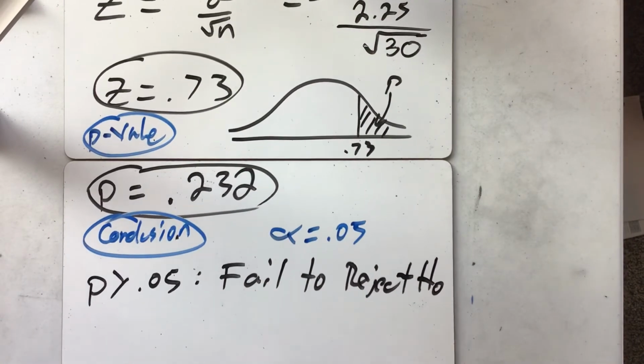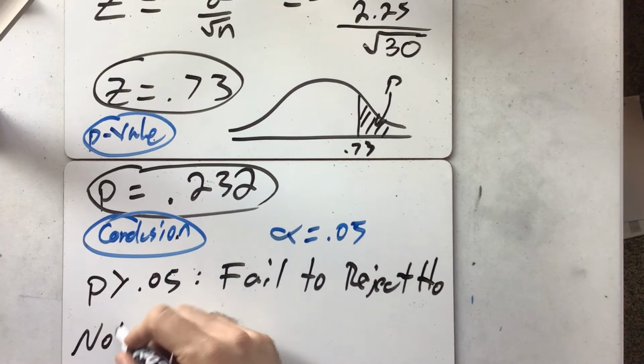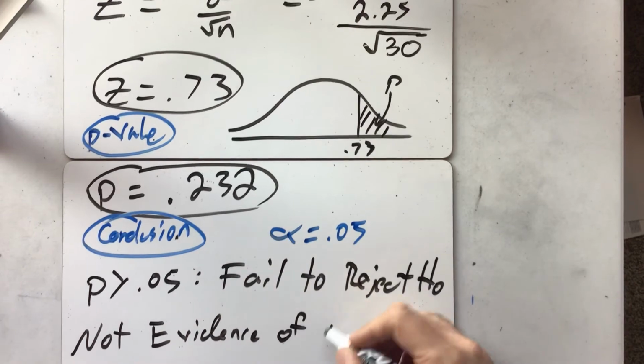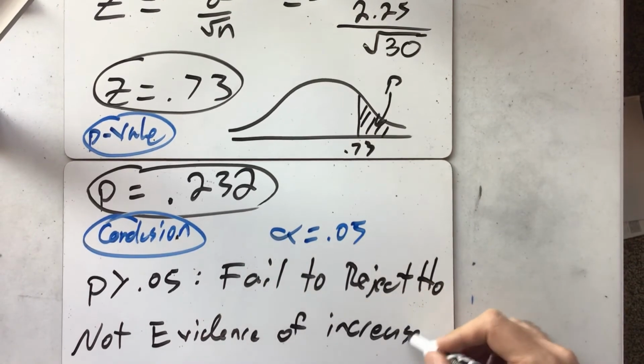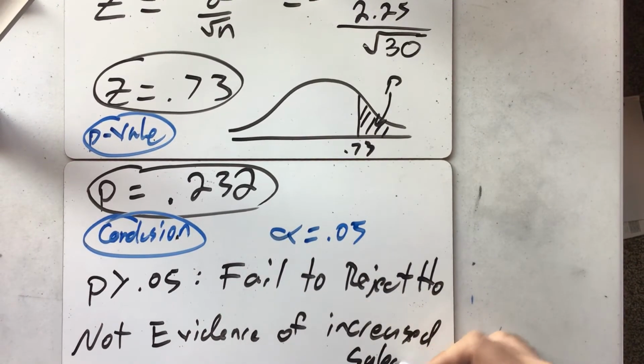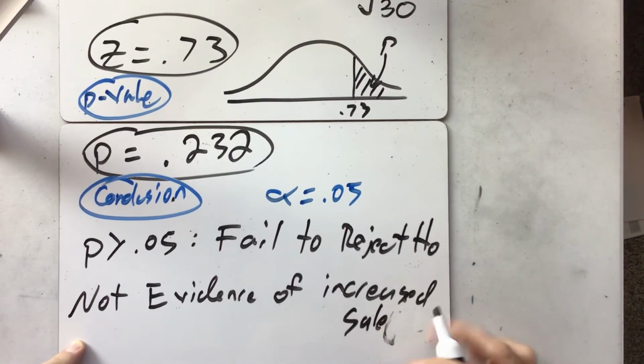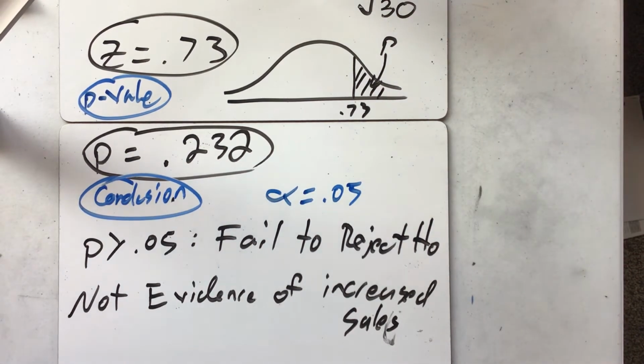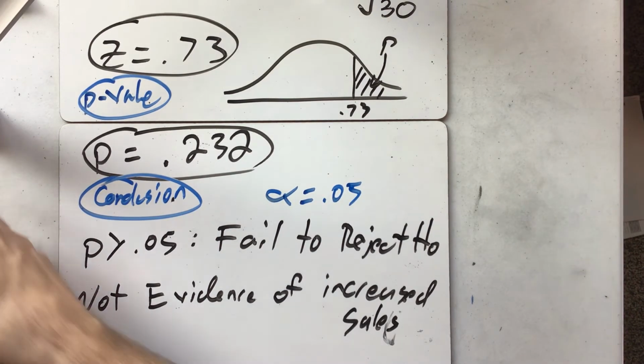What does that mean about our sales? What does that mean for this car dealership? It means there's not evidence of increased sales. So sorry car dealership, we don't have enough evidence that your ad campaign is working. Doesn't mean you have to stop it, but I wouldn't go and change everything you do based on the last 30 days. Okay, so let's now tackle 7.8 and see how it goes.